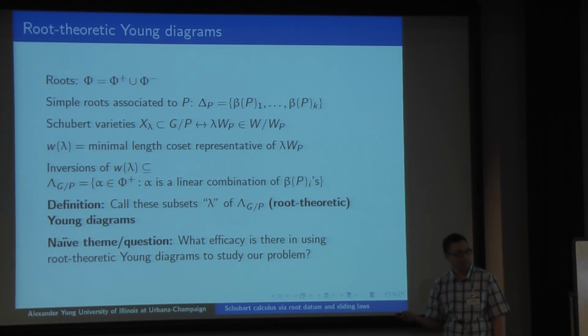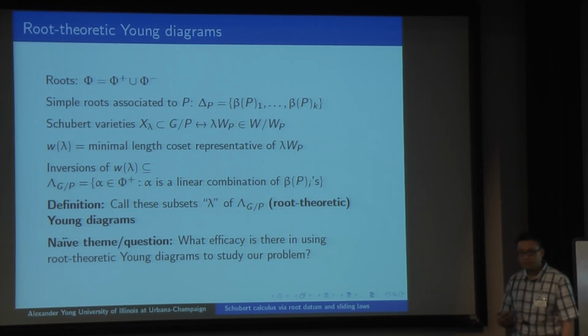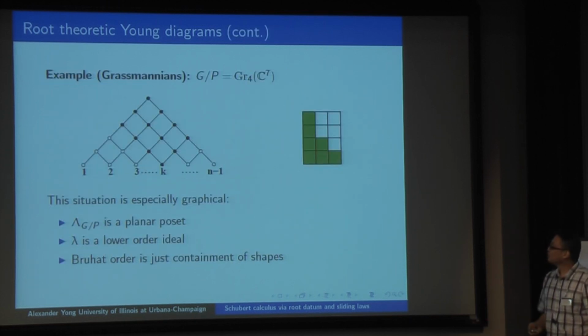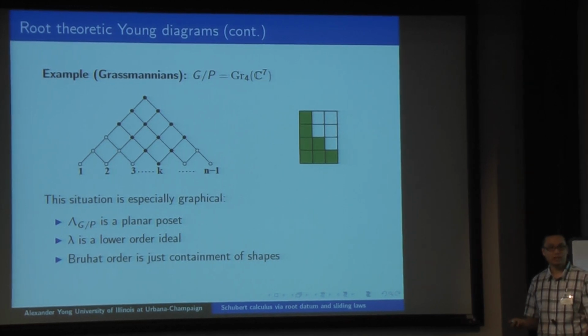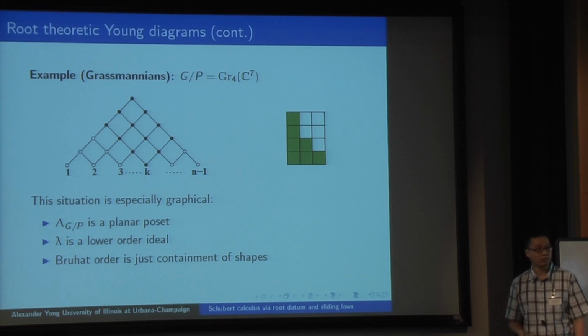All the subsets you obtain this way are root theoretic Young diagrams. And so the naive theme or question or thesis of this talk is: what efficacy is there in studying Schubert calculus starting from this collection of objects? So, very naive. The reason why I want to call these root theoretic Young diagrams is that in type A and the well-known Grassmannian case, they are Young diagrams.